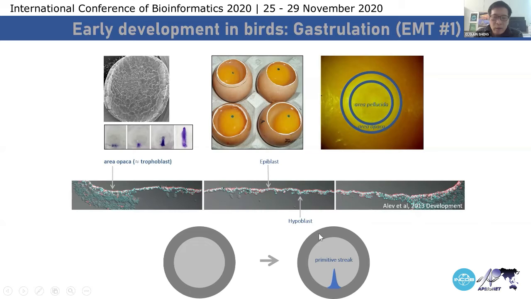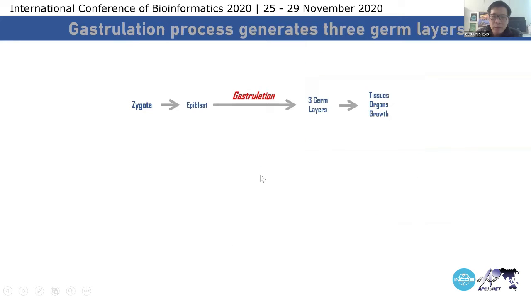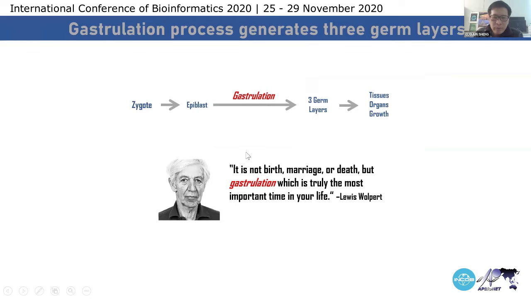So remember, our body is a multicellular system. It's very complex in its organization. And the initial phase of generating this complexity is by moving cells located outside into the internal space of the embryo. And this famous scientist called Louis Wolpert once said, it's not your birth or marriage or death, but your gastrulation, which is truly the most important time in your life, because that's the time when you generate the so-called 3 germ layers. And from each germ layer, all the tissues and organs of your body will be derived.